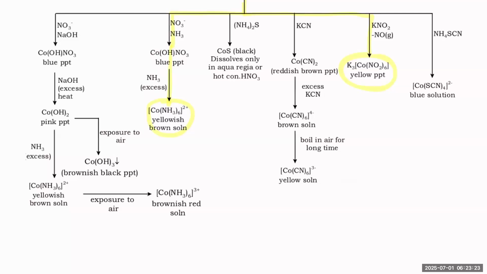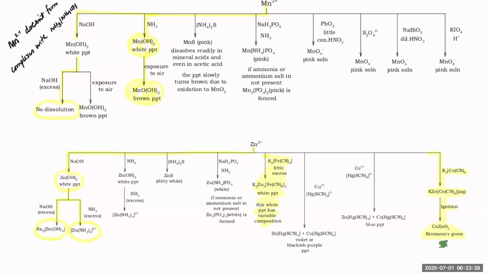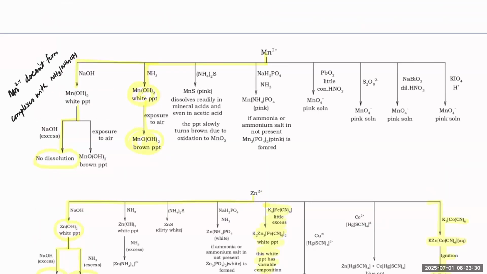Understood. Right. See manganese now. When it comes to manganese, with ammonia it will become a white PPT. And if you expose it to air, it will become a brown PPT by taking nascent oxygen. With NaOH, it will become a white PPT, with no dissolution in excess of NaOH. On exposure to air, this is the brown PPT which is formed.